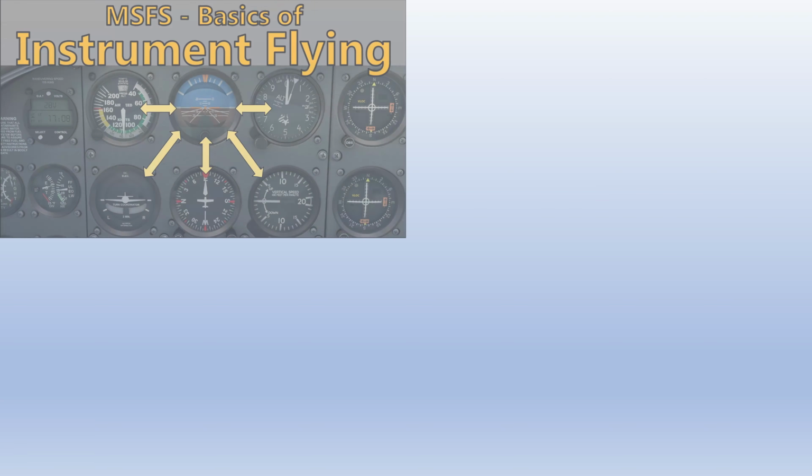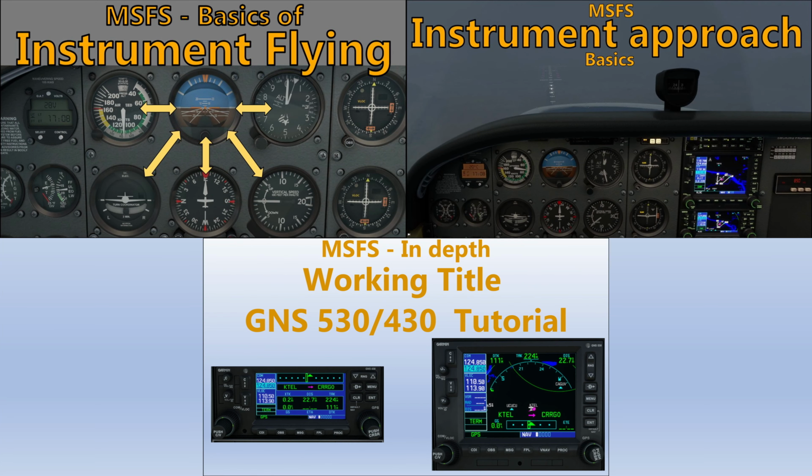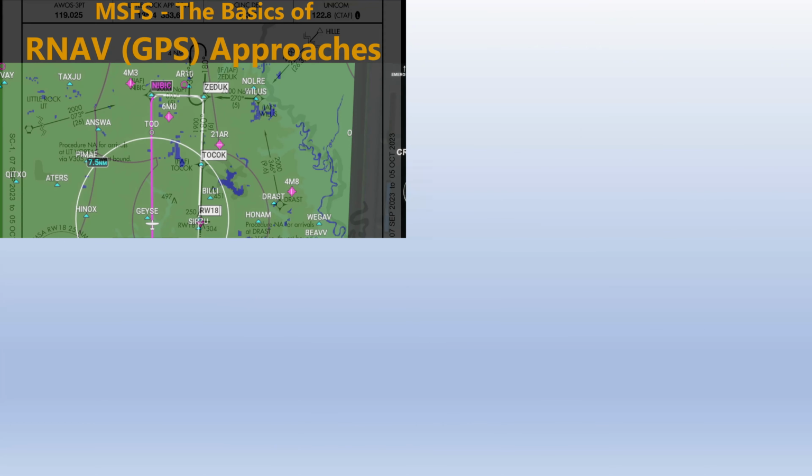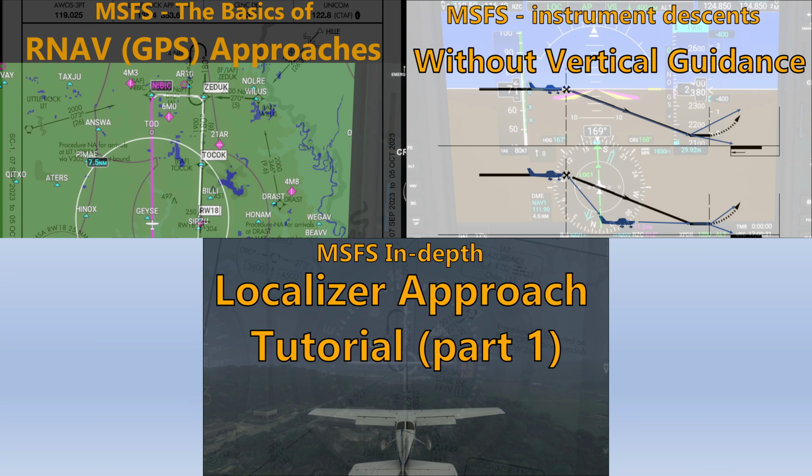Before you begin this video, it's a good idea to be familiar with the basics of instrument flying, as well as the basics of flying instrument approaches. You'll also want to be familiar with the basics of how to operate the Garmin GNS 530 or 430. You'll also want to be familiar with the basics of how RNAV GPS approaches work, which we covered in video 1 of this series. And you should also be familiar with the basics of descending on instrument approaches that don't have vertical guidance. It's also not a bad idea to be proficient at localizer approaches, as these approaches are flown in a very similar manner to those approaches.